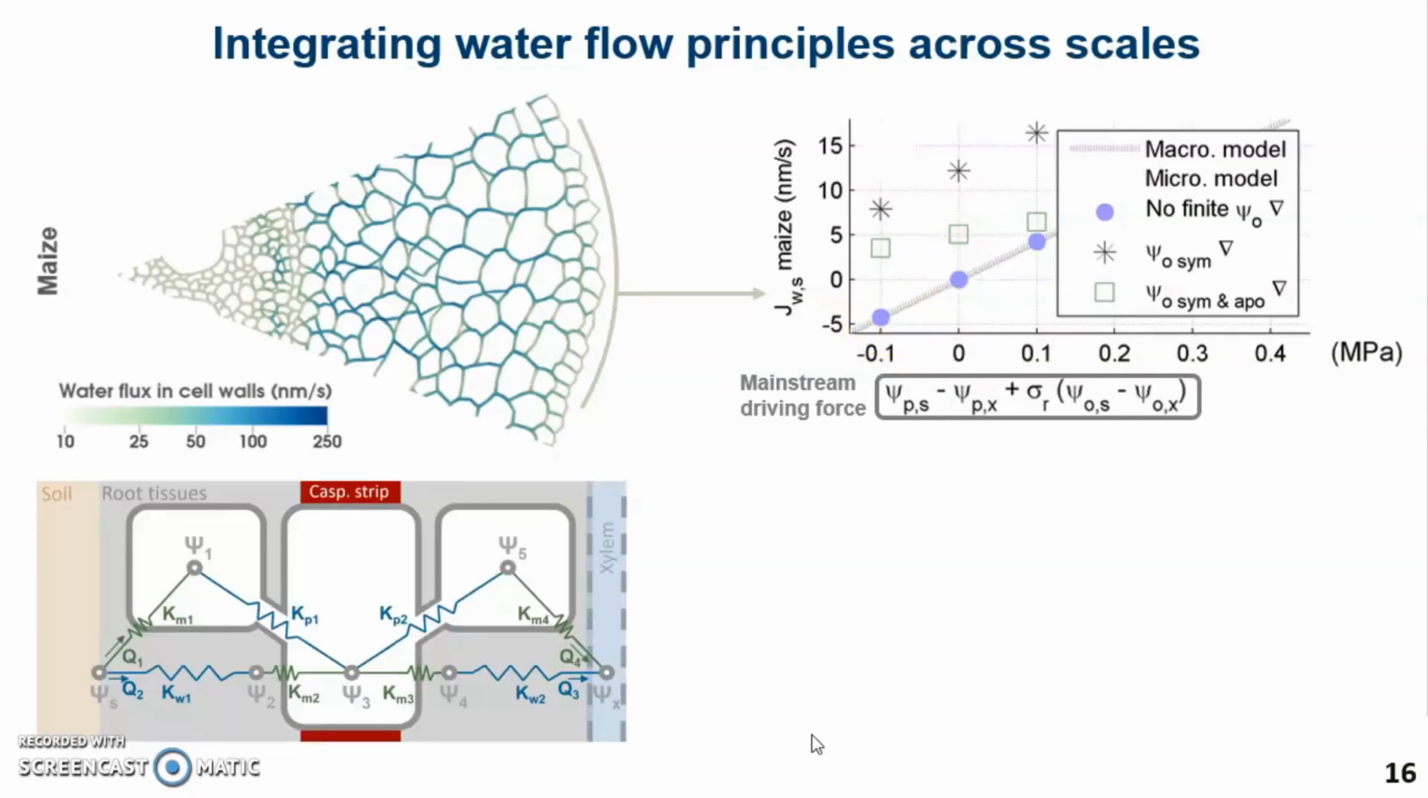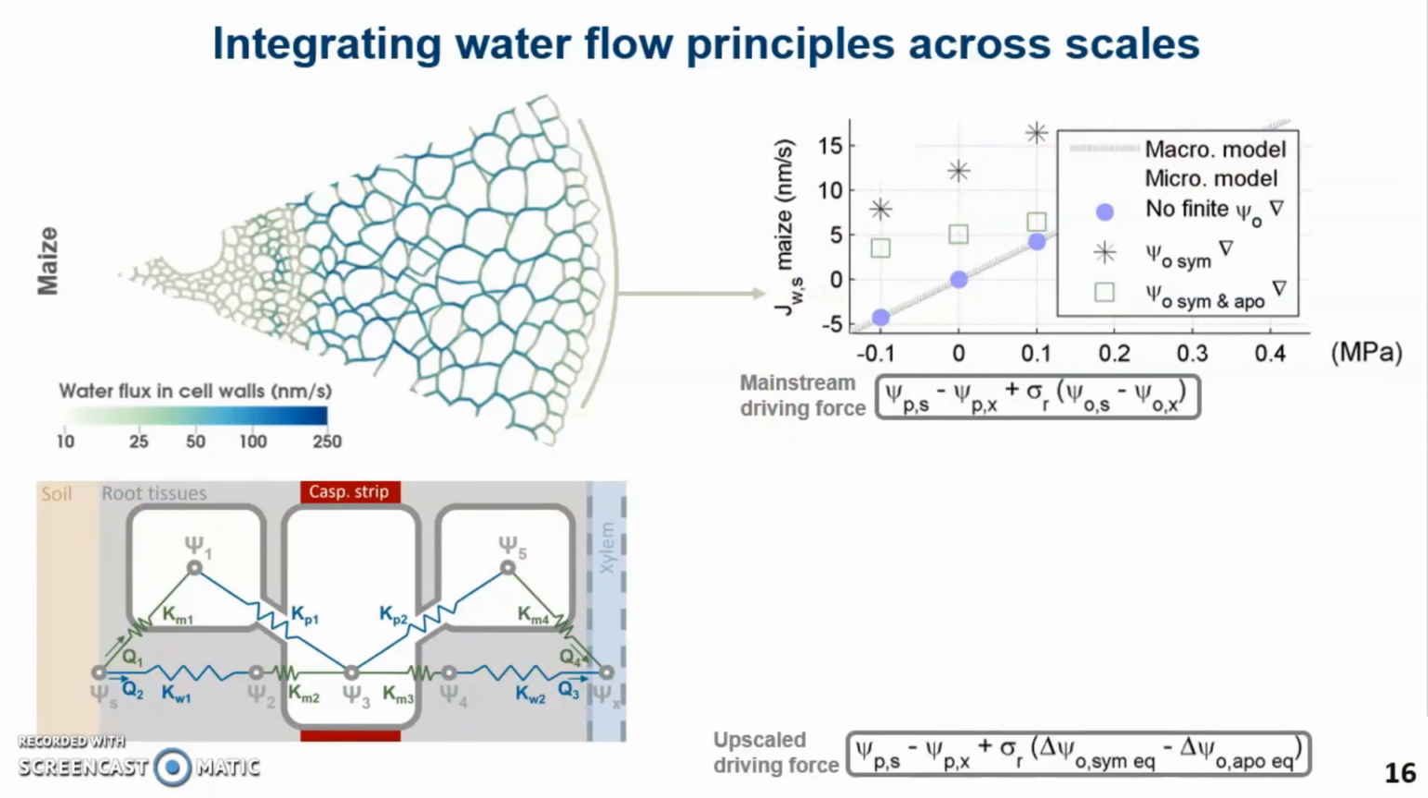Then, in order to find out what could be missing in the mainstream model, we derived analytical solutions of water flow equations in a simple triple cell system. It turned out that the mathematical solution took a simple upscaled form, with the driving force only slightly different from the one of the mainstream model, which only includes osmotic potentials at the root surface and in xylem vessels, while the upscaled form includes a totally new term, which accounts for the difference between osmotic potentials inside living cells on opposite sides of the endodermis.